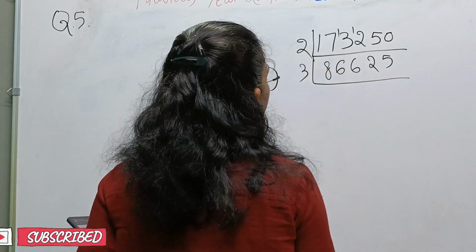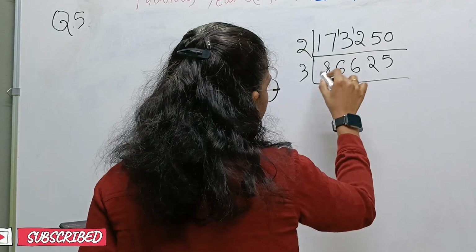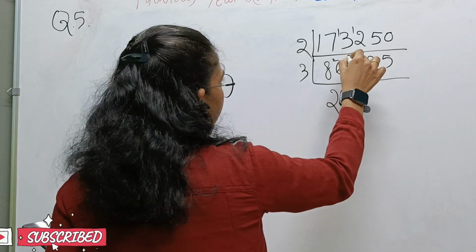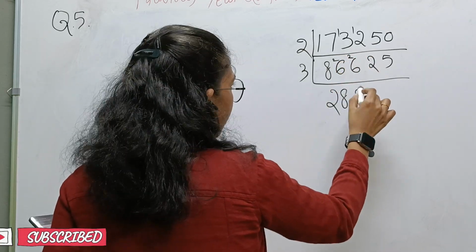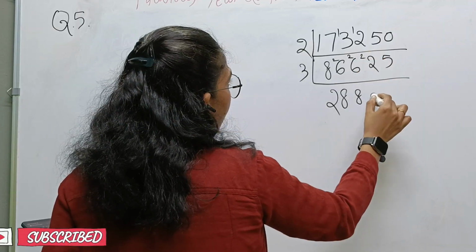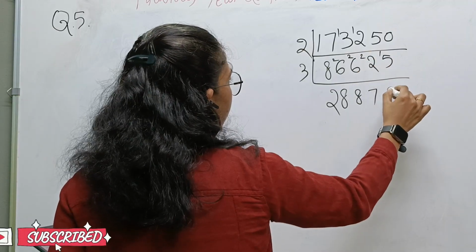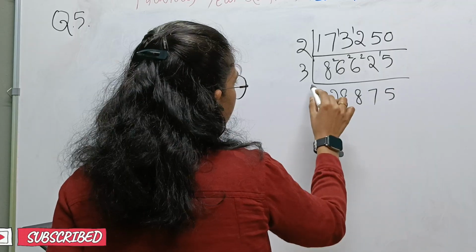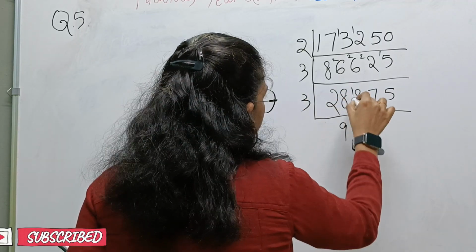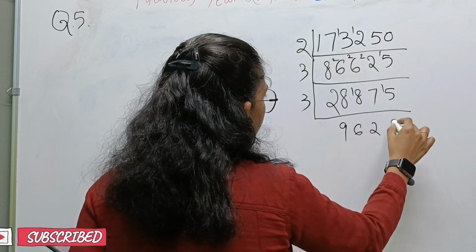Again 3. 2 3s are 6, 8 3s are 24, 7 3s are 21, 5 3s are 15. Again 3. 9 3s are 27, 6 3s are 18, 2 3s are 6, 5 3s are 15.